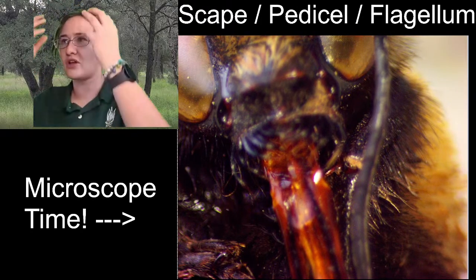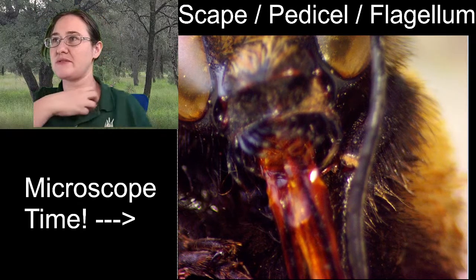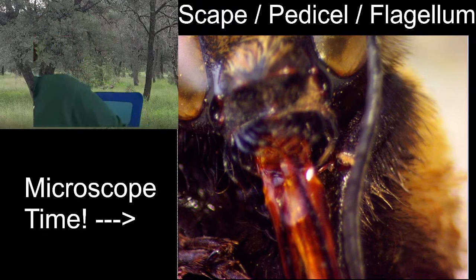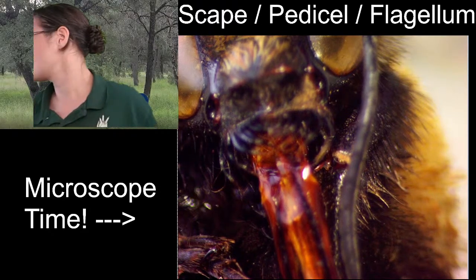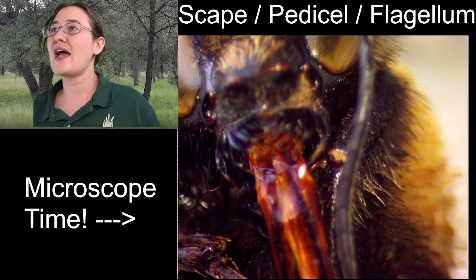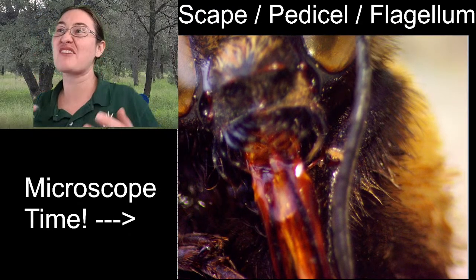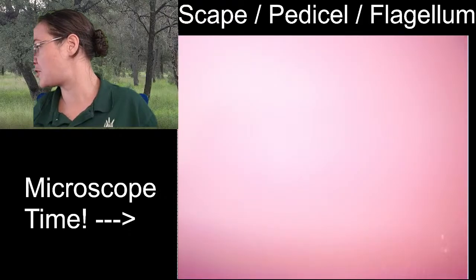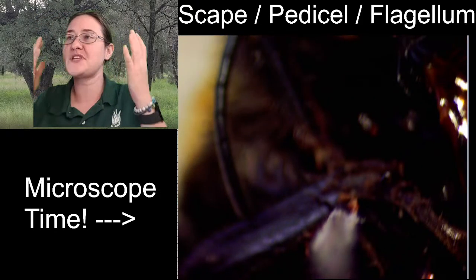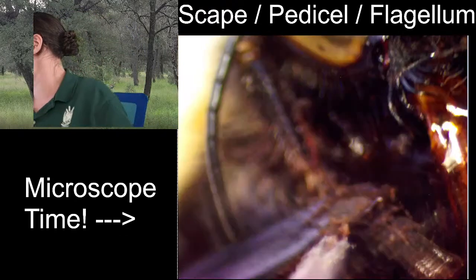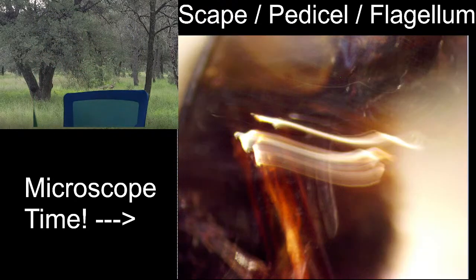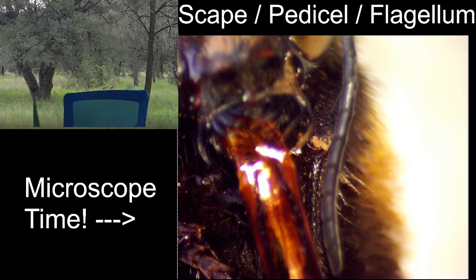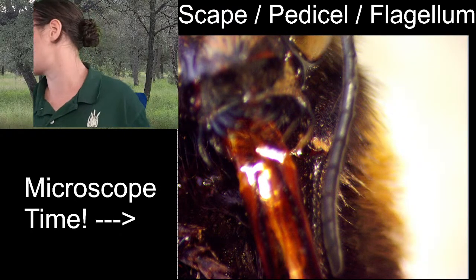Is it natural for the antenna to be down close to the body like this bee's? And I guess the answer would be at rest. At rest, sometimes bumblebees will take their antenna and pull them next to their head. So this would be like a resting or a sleeping bumblebee.